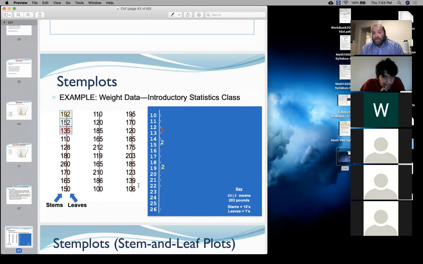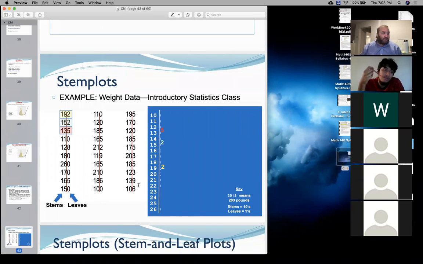We take the numbers to the left of the last number. The last number is the units number. So we take the numbers on the left, or however many there are on the left of that, and we make stems.